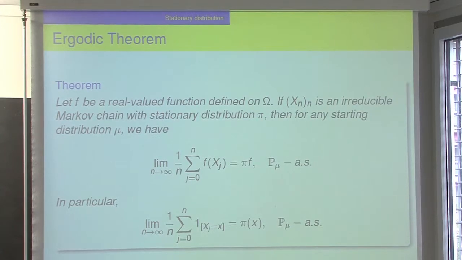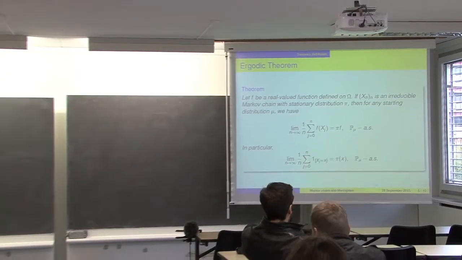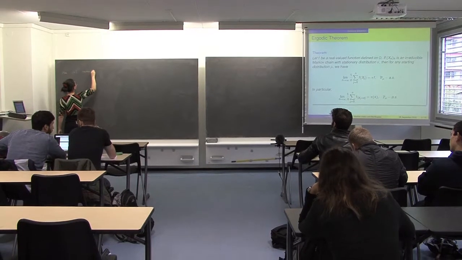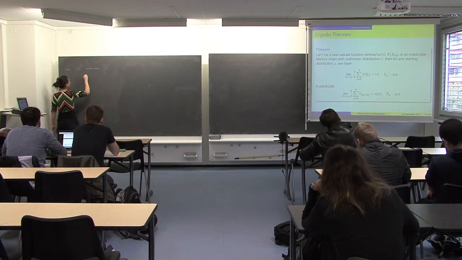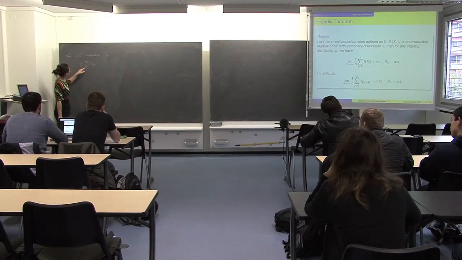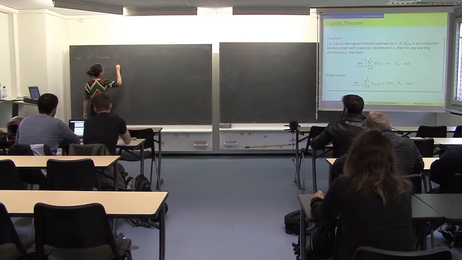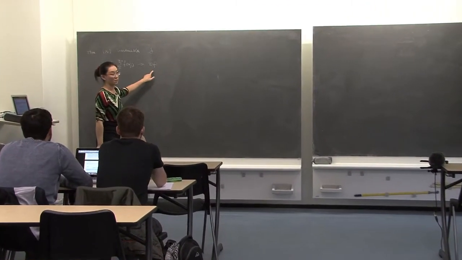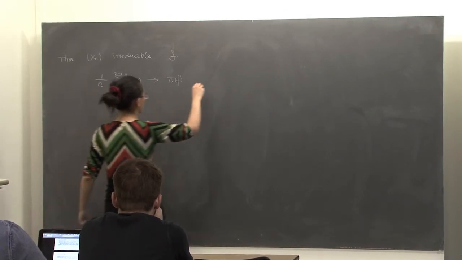For the ergodic theorem, we only show that the space average of the Markov chain will converge to the stationary distribution. So the ergodic theorem tells us if we have an irreducible Markov chain, and f is any function, we sum it from time 0 to n minus 1 and then normalize by the number. This quantity will converge to a constant, which is the expectation of f under the stationary measure. We can also write it as the multiplication of a row vector and a column vector, so it's the same thing, almost surely.